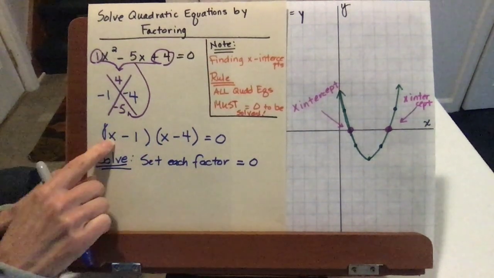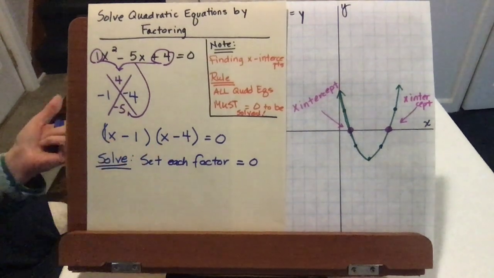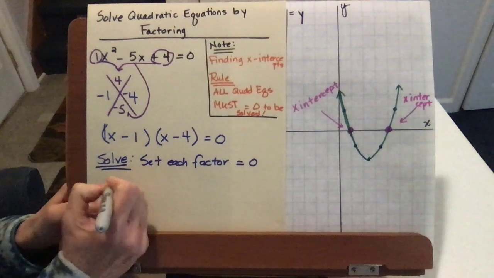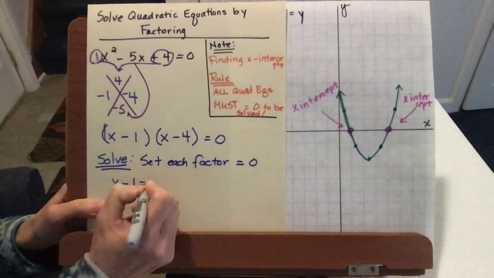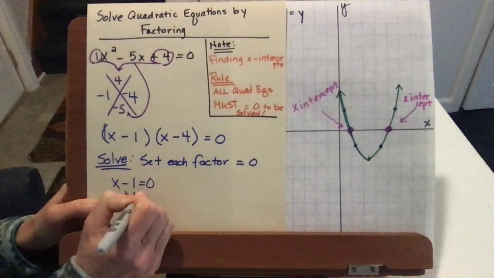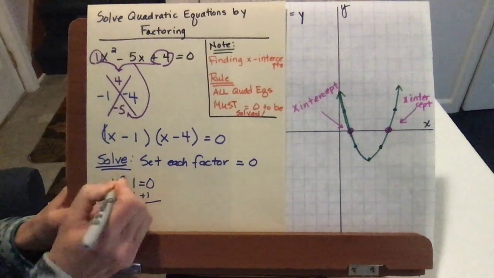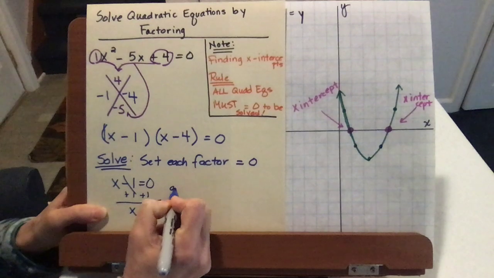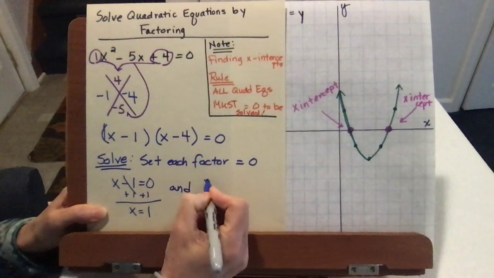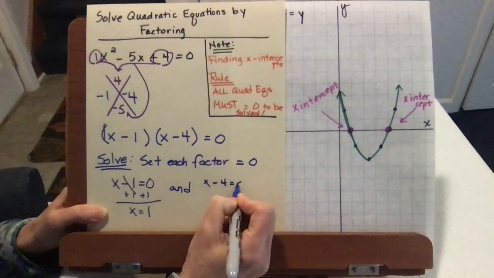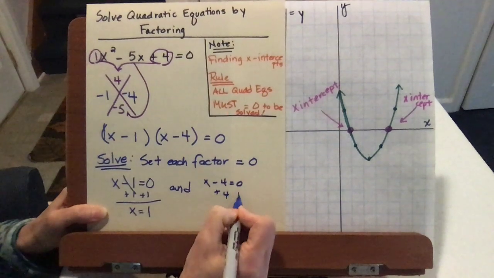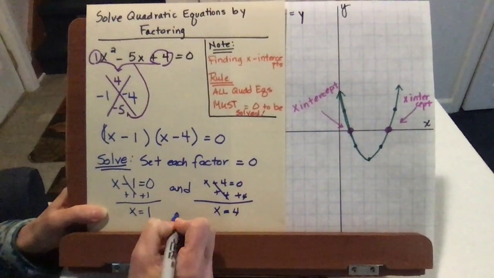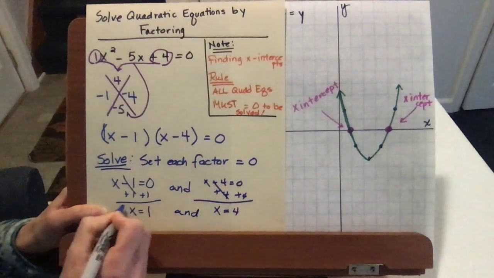Now again, I know we can guess them. This is 1 and that's 4, obviously. However, in algebra we need the proof, and here's our proof. So we set x minus 1 equal to 0 and solve, and we get x equals positive 1, like we said. And we set x minus 4 equal to 0. We add 4 on both sides, and we get x equals 4. And those are our x-intercepts.